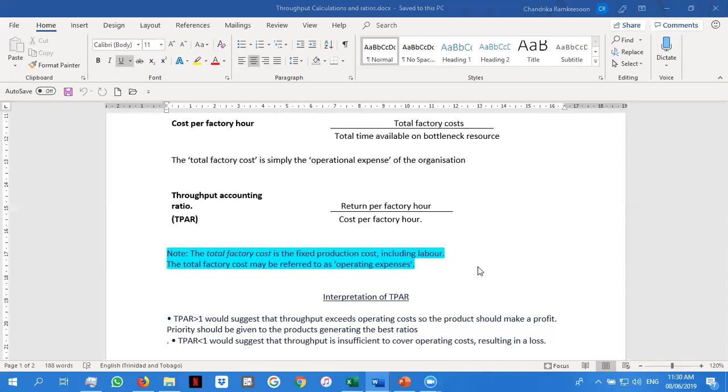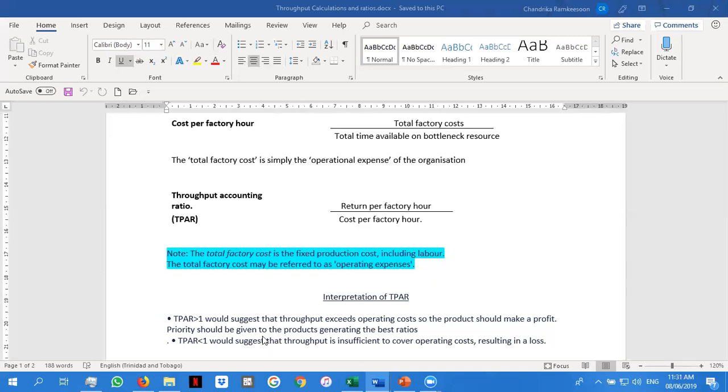So what we are seeing here is if TPAR is greater than 1, and if the company has some limiting factor, some constraint factor, and it produces 3 products, priority should be given to the product which generates the best ratio. Because if, for example, we divide 20 by 10, we get 2. And another product has a return per factory hour of, say, 15, and the same cost per factory hour applies, 10. 15 divided by 10 is 1.5. Now clearly the one which has a ratio of 2 would be preferred to the one which has a ratio of 1.5.